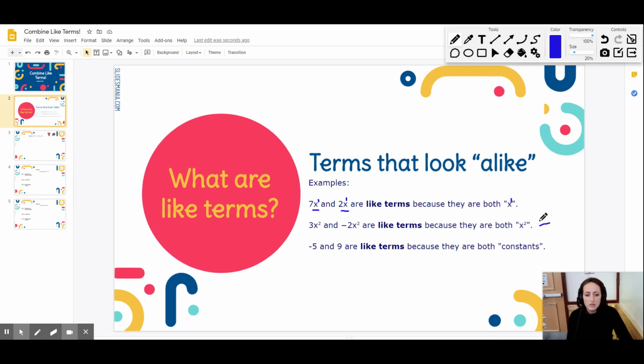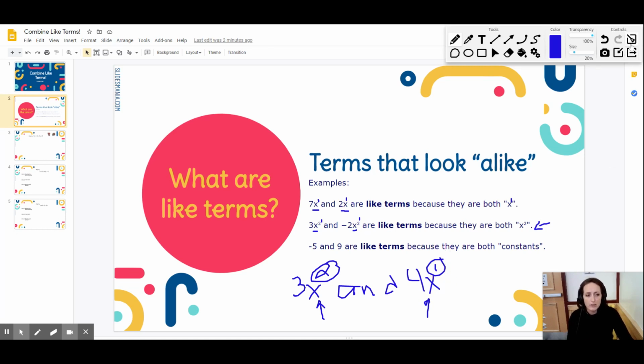Our next example is 3x squared and negative 2x squared because they both have an x and they're both raised to the second power. That's what makes them like terms. Now, negative 5 and 9 are like terms because they are both constants. An example of unlike terms would be something like 3x squared and 4x. These would not be like terms because the 3x squared has a power of 2 and the 4x to the first has a power of 1. That makes them not like terms.